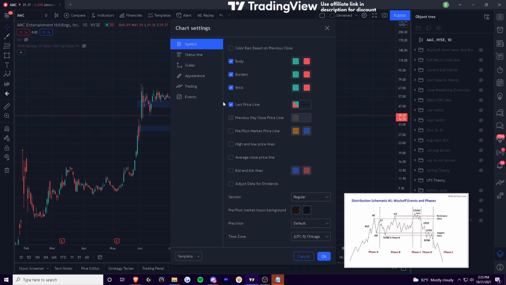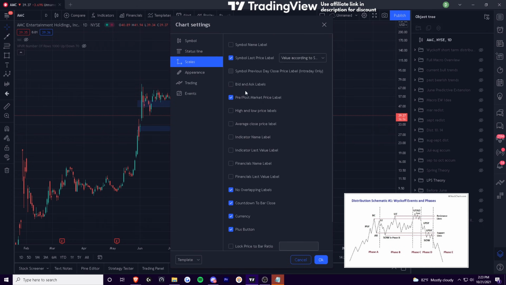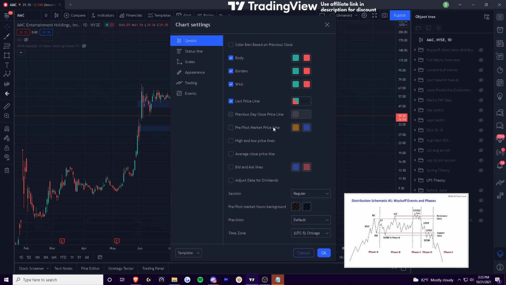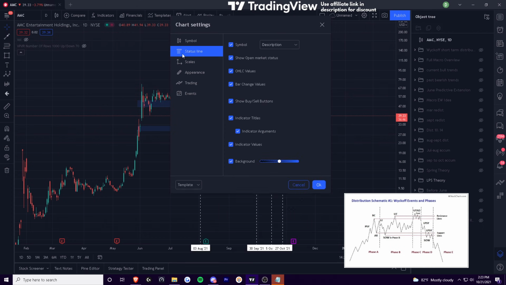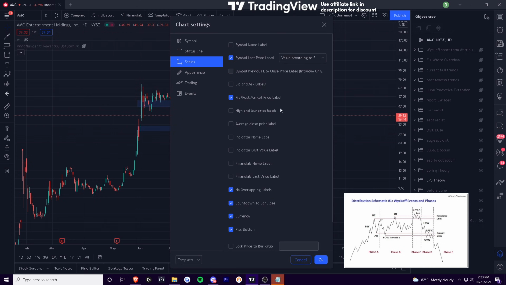Let me increase my scales here so you guys can see more clearly, because I get a lot of comments that you can't see the prices, and sometimes I'm bad about saying what price. How do I do this? Scales, I think.